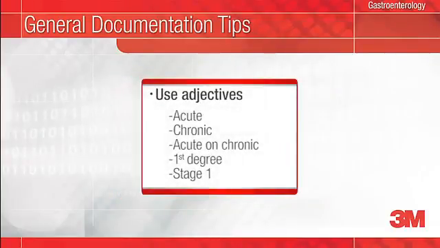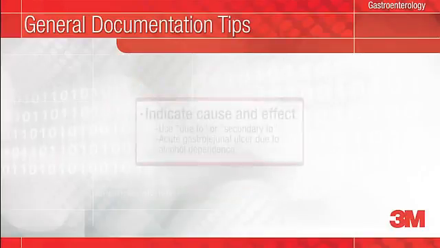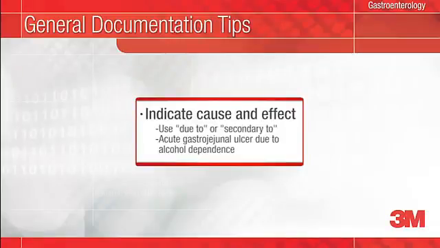Differentiate in your notes whether or not a condition is acute, chronic, or acute on chronic whenever appropriate. For example, document acute gastrojejunal ulcer instead of just gastrojejunal ulcer. Use due to or secondary to indicate cause and effect, and to record all conditions the patient may have, such as acute gastrojejunal ulcer due to or secondary to alcohol dependence.